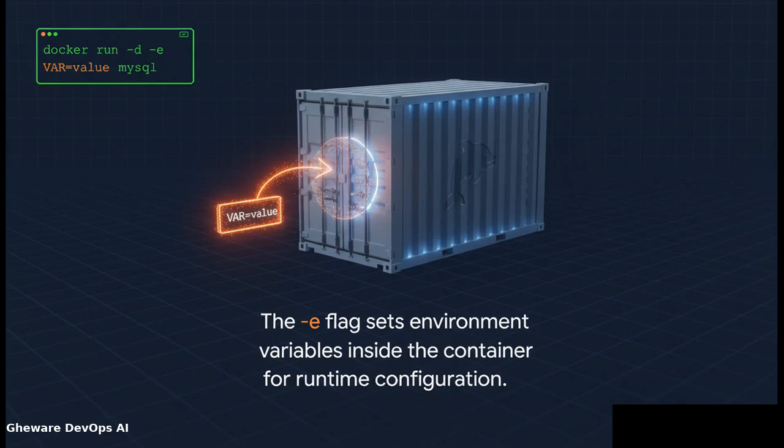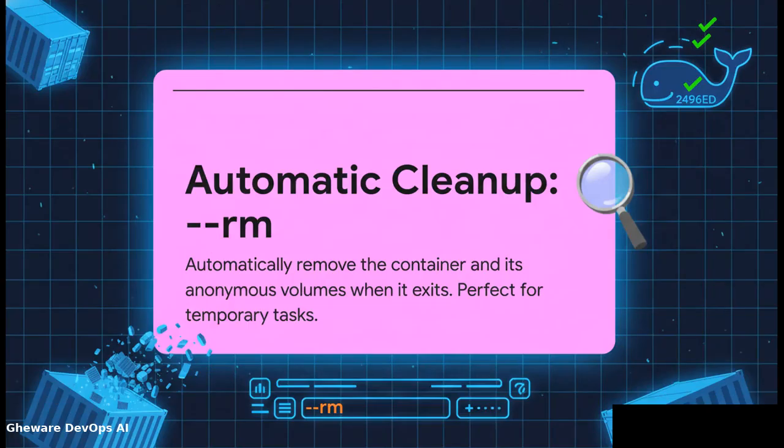So how do you actually configure an app running inside a container? The most common way is with environment variables. The -e flag lets you inject configuration, things like database passwords or API keys, at runtime without ever having to touch or rebuild the image itself. It's super flexible.